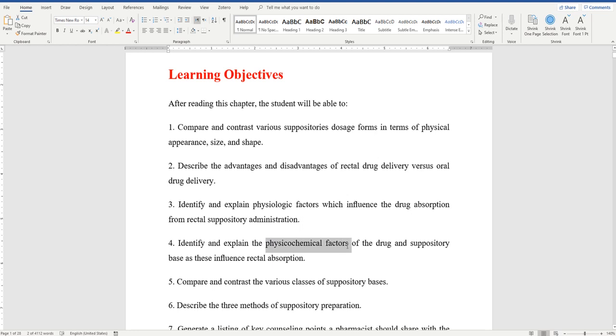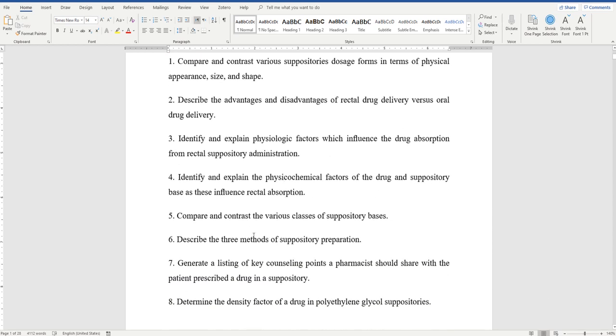Physicochemical factors are related to the suppository itself. You should know that suppositories are made of a vehicle, which we call the base, that carries the drug. So we have two main things here, the base and the drug, and we want to talk about the physicochemical factors of these two main constituents. Usually the base makes up most of the suppository, meaning most of the weight is the weight of the base, which carries the drug.